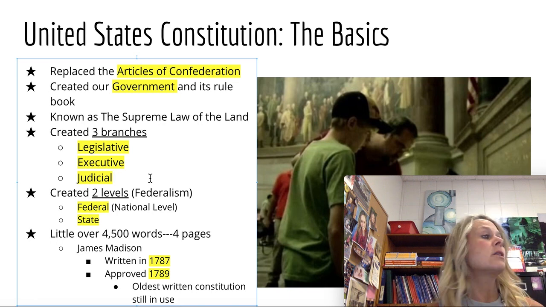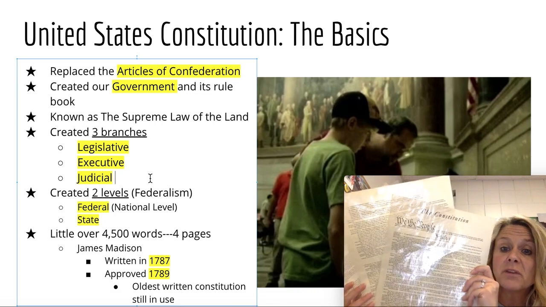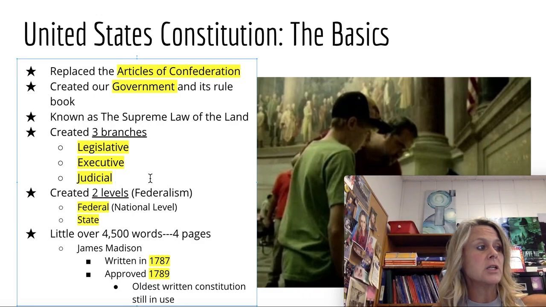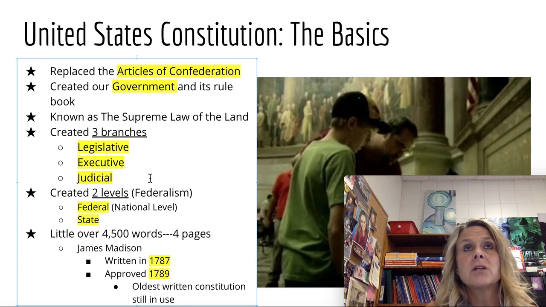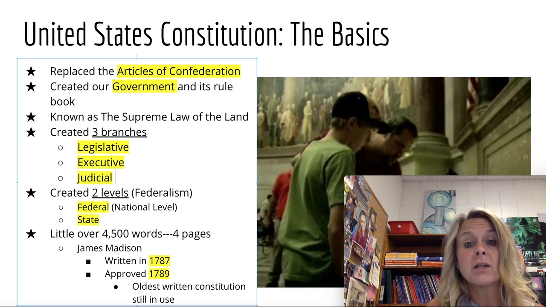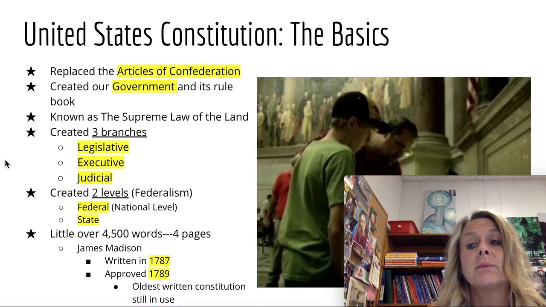Pretty cool that the rules of our government that we've had since 1789 are only 4,500 words. You can see this if you go to Washington, D.C. It's stored in the National Archives. The father of the Constitution is known as James Madison, written in the summer of 1787, and then it was finally approved April 30th, 1789. It's the oldest Constitution that was written. That's pretty cool that our government and its rules have been able to last that long.